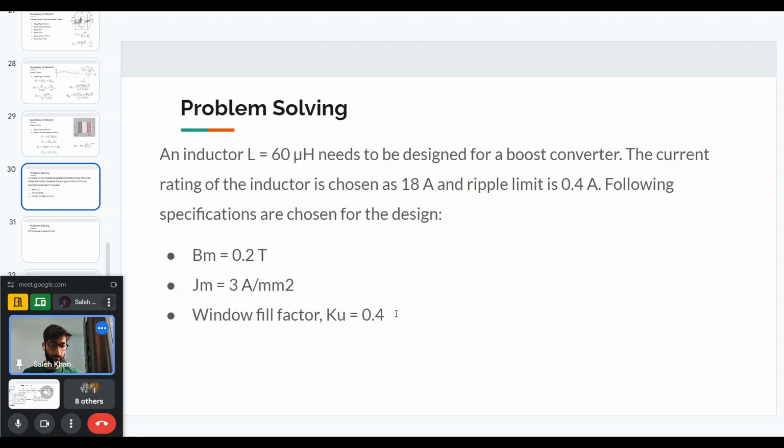So now, before we solve the problem, we can actually have a short break. So after the break, we will continue with the problems related to designing this inductor. So it is 4:06 right now. We can have 5 minutes. So 4:12 we'll resume again. Okay. So we'll continue at 4:12.